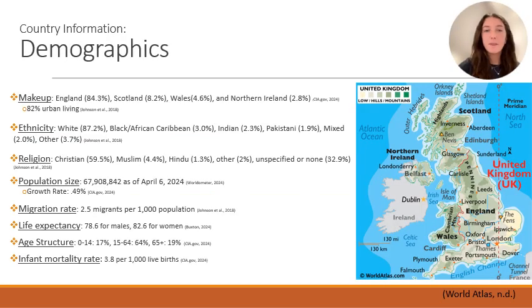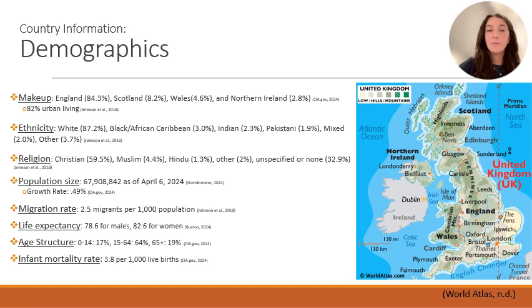Thank you, Fundy. I will now go into country demographics and associated information. The United Kingdom lies in the upper northwest region of Europe, covering close to 242,000 square kilometers. The UK is an accumulation of England, Scotland, Wales, and Northern Ireland. As shown, the majority ethnicity in the United Kingdom is white, followed by other percentages including, but not limited to, Black or African Caribbean, Indian, and Pakistani residents.